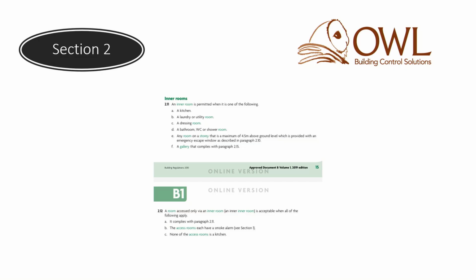Now, inner rooms are permitted in certain circumstances. One of them is that if you have a floor height of no more than 4.5 metres above external ground level, then you can have an emergency escape window. However, if you're going above that, then inner rooms aren't permitted to be mitigated by an emergency escape window. Inner rooms can also be permitted if they're a kitchen, a laundry room, a dressing room, a WC or a shower room. Those types of inner room, like en-suites and similar, are permitted under section 2.11.